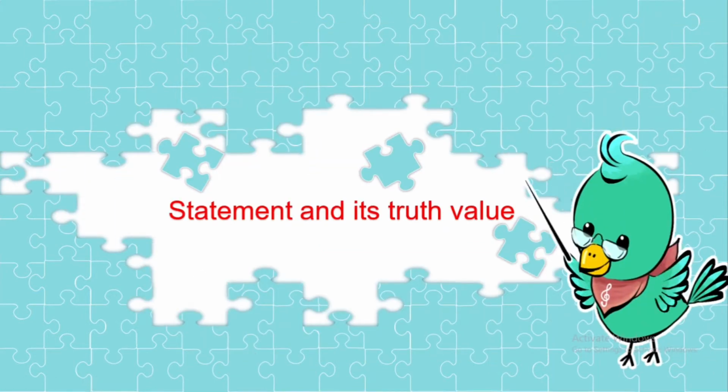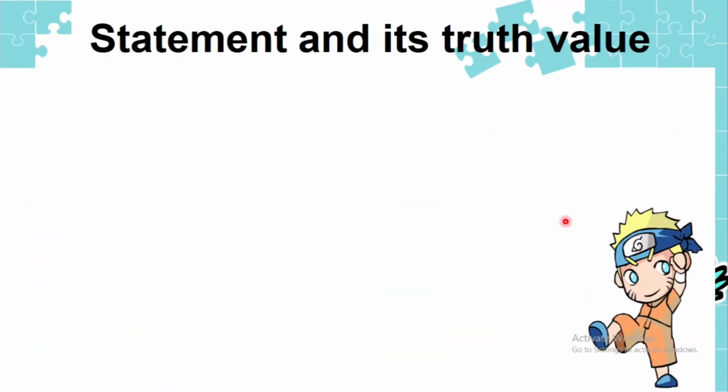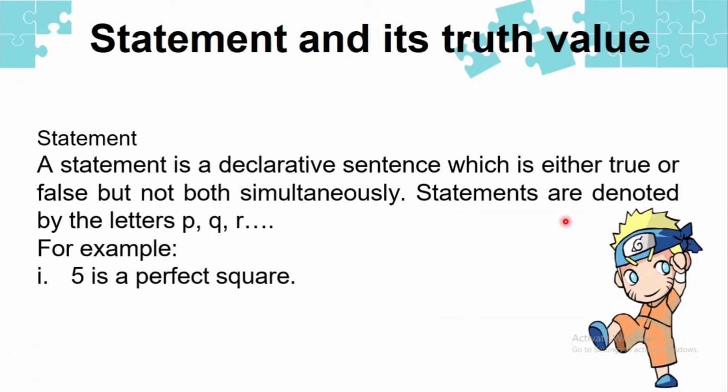Statement and its true value. Next is statement. A statement is a declarative sentence which is either true or false but not both simultaneously. Statements are denoted by the letters P, Q, and R. For example, 5 is a perfect score.